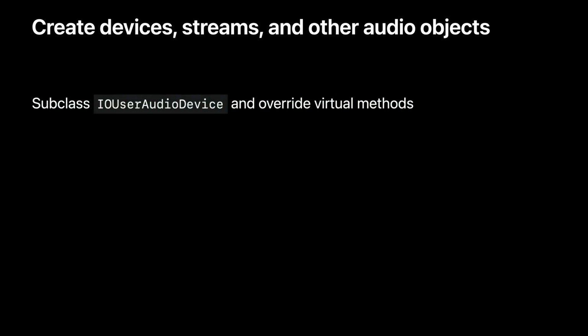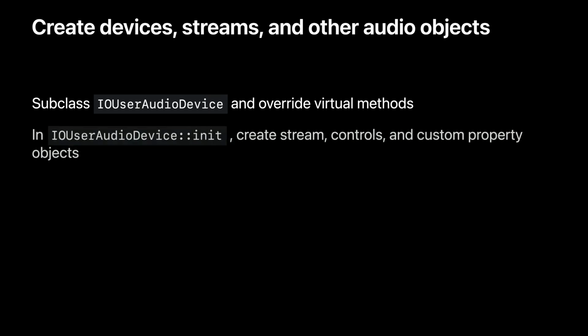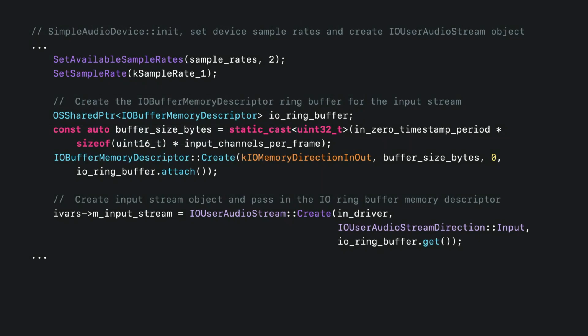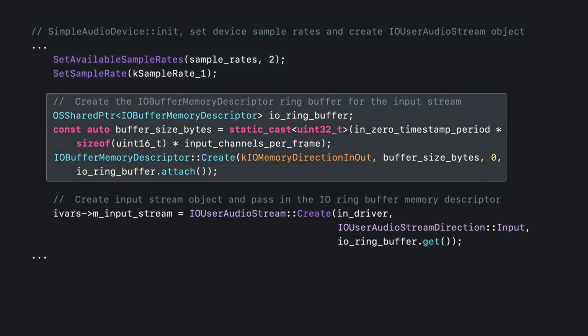Subclass I/O user audio device to get custom behavior. Let's create an input stream, volume control, and a custom property object. The init method for simple audio device shows how to configure the device and create various audio objects. The sample rate related information of the device is configured by calling set available sample rates and set sample rate on the device. Create an I/O buffer memory descriptor that will be passed to the I/O user audio stream.